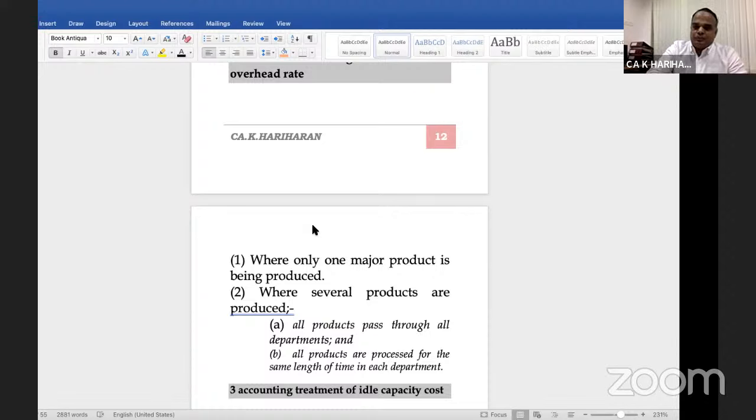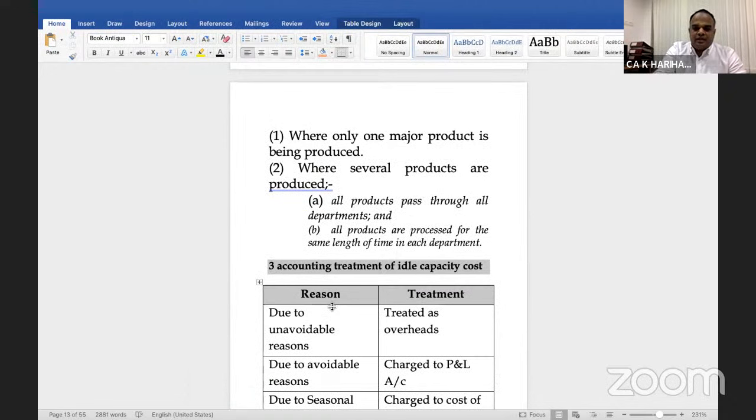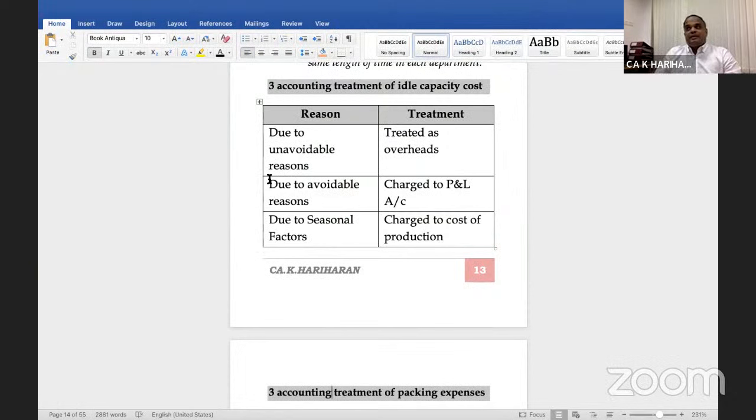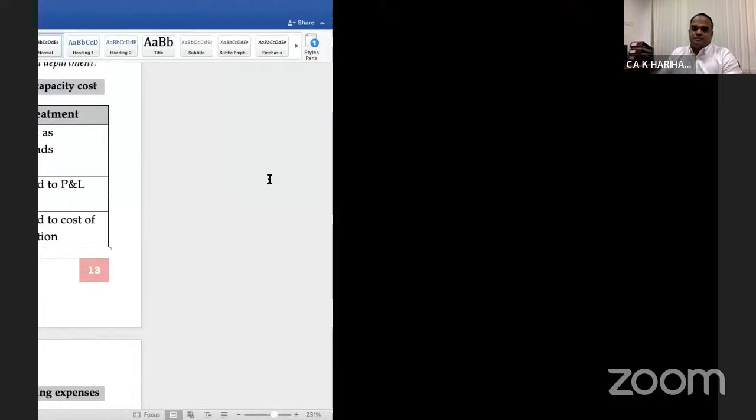Next. What are the three accounting treatments of idle capacity? What do you mean by idle capacity? Unutilized capacity is called idle capacity. I'm having 5 machines, I'm utilizing only 3 machines because there is no proper demand. Then the remaining 2 machines are idle capacity. Then what about the treatment of idle capacity? Cost of idle capacity due to unavoidable reasons is treated as overhead. Due to avoidable reasons, it is charged to costing P&L account. Due to seasonal factors, it forms part of cost of production. These are all the treatments of idle capacity cost.